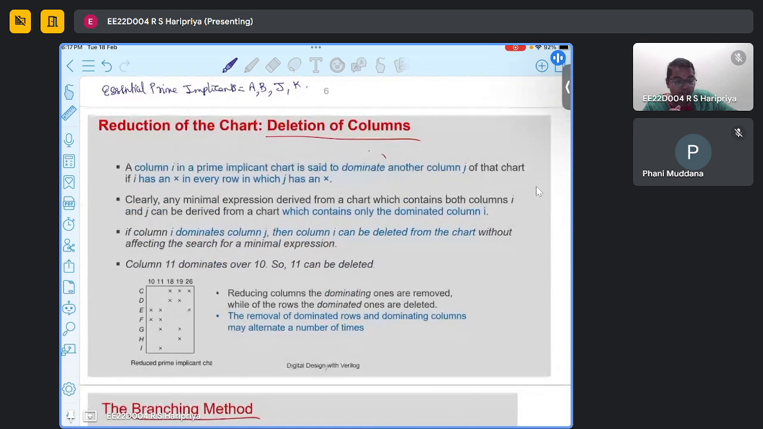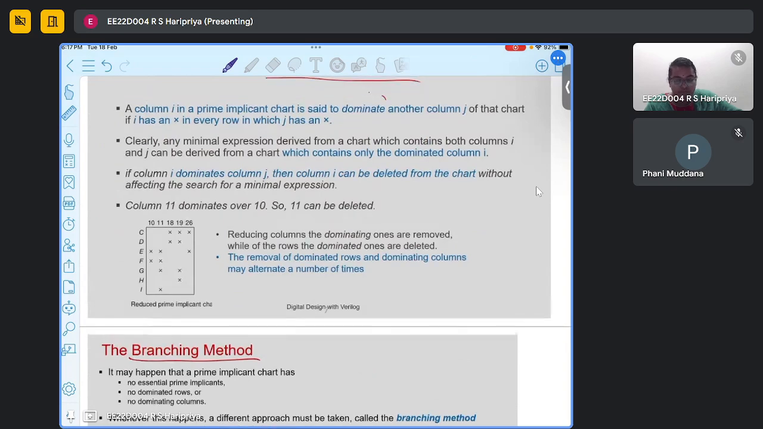Now can we delete the columns? In the columns, if we observe the 11th column, this minterm is grouped by E, F, G, I. So it is dominating the 10. So we can delete this and keep this. It is opposite to the deleting of the rows.